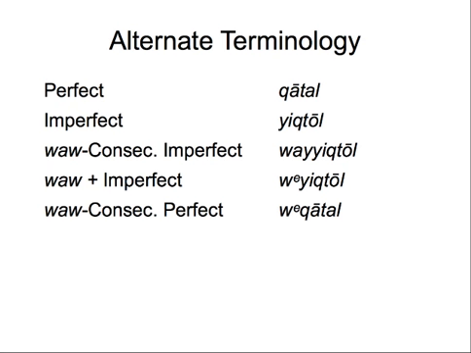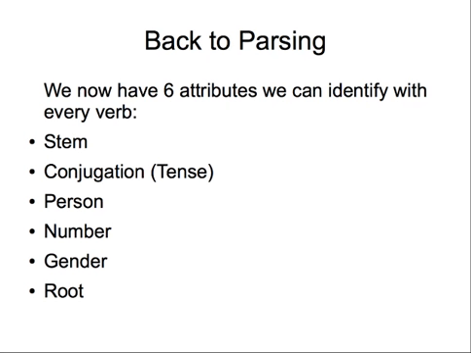So you can see with the Waw consecutive imperfect, that yod is doubled because of the dagesh forte. With the Waw imperfect, you just have the one yod transliterated, and then the Waw consecutive perfect, wekatal.